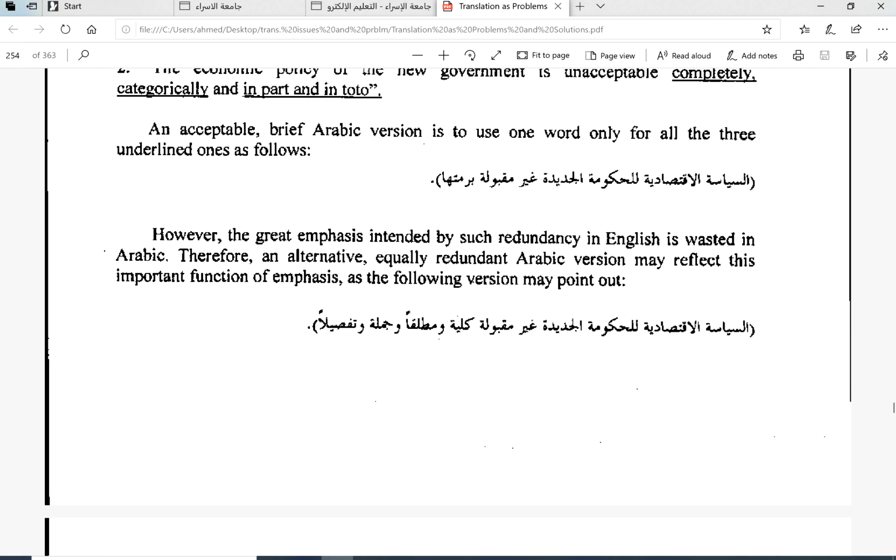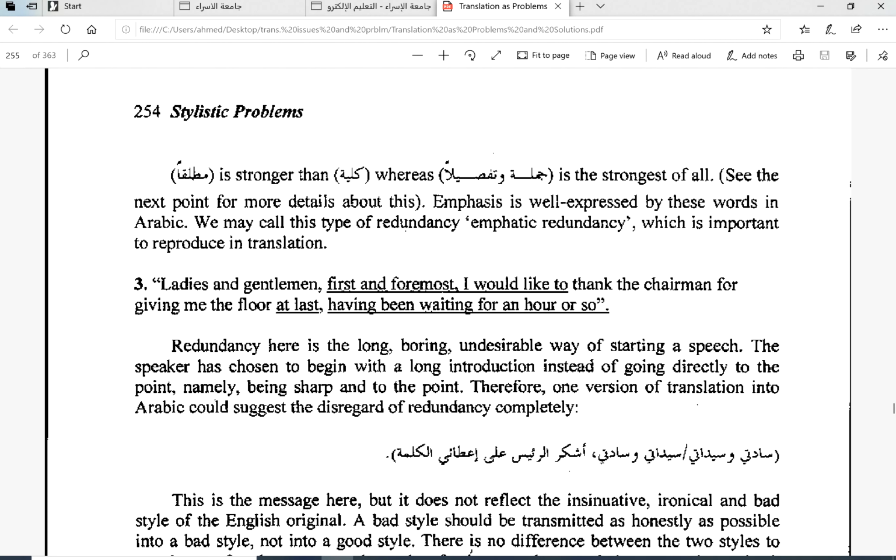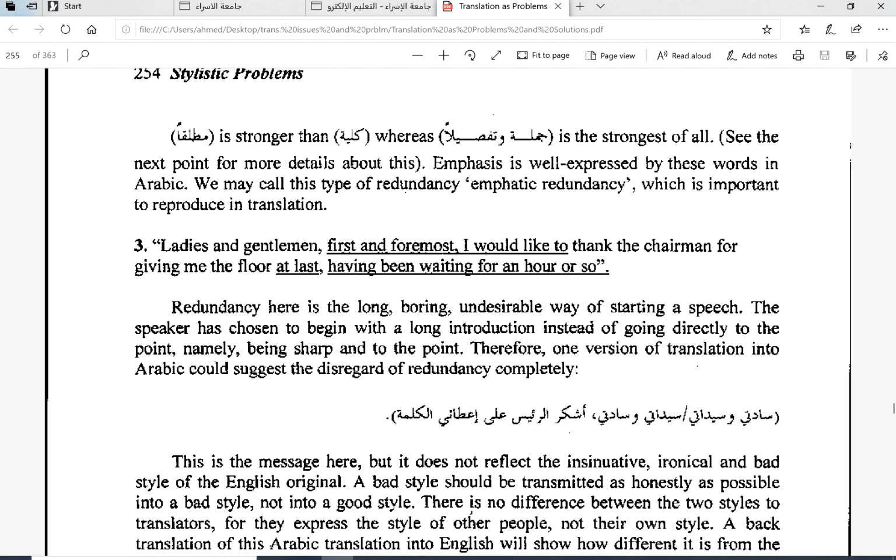However, the great emphasis intended by such redundancy in English is wasted in the Arabic when the first version is used. The right one should be: السياسة الاقتصادية للحكومة الجديدة غير مقبولة كلية ومطلقا وجملة وتفصيلا. جملة وتفصيلا وكلية ومطلقا. See the text for more details about this. Emphasis is well expressed by these words in Arabic. We may call this type of redundancy emphatic redundancy, which is important to reproduce in translation.